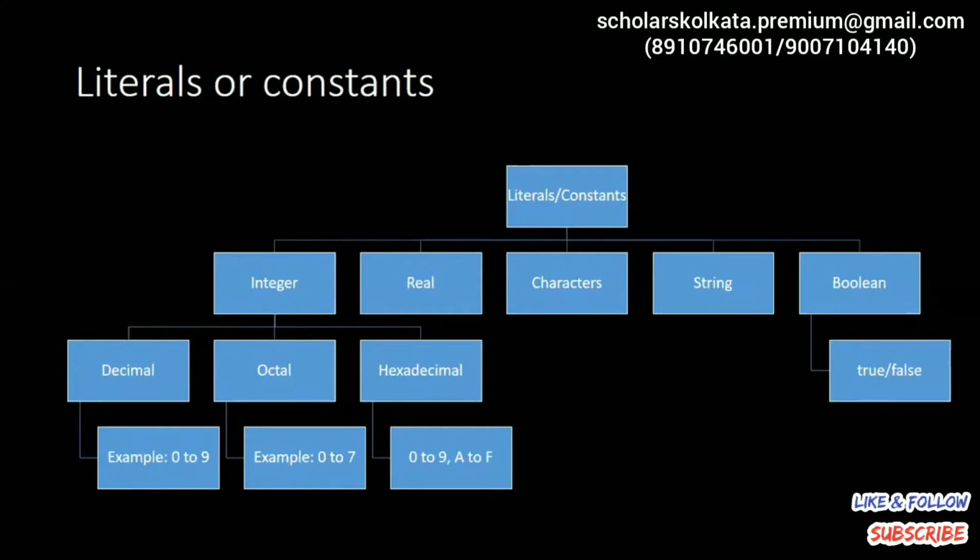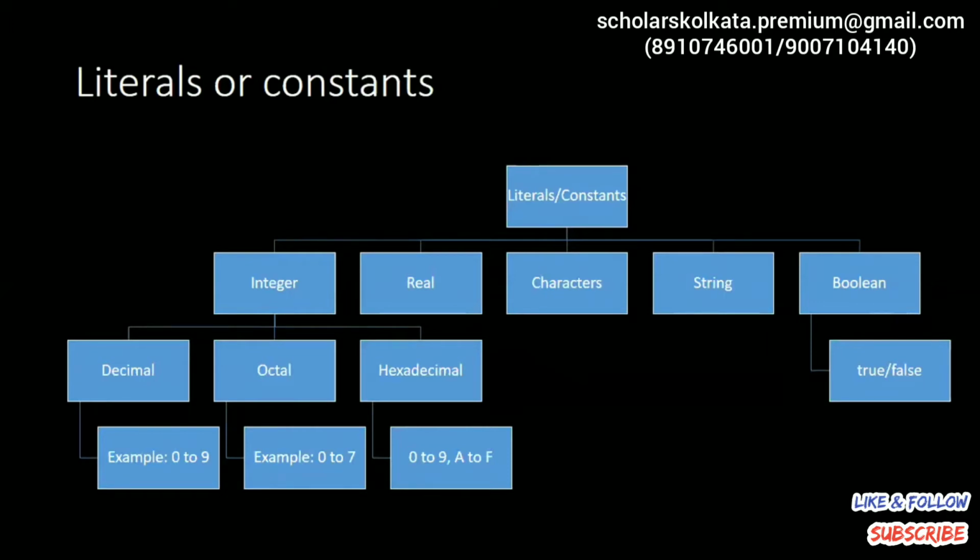So 0 to 9 are as they are in the decimal system. Then 10 is represented by A. 11 is represented by B. C represents 12, D represents 13, and so forth. You can then see that E is 14 and F is 15. And real are those point values we will be seeing in the next slide. Then character, string, and boolean.